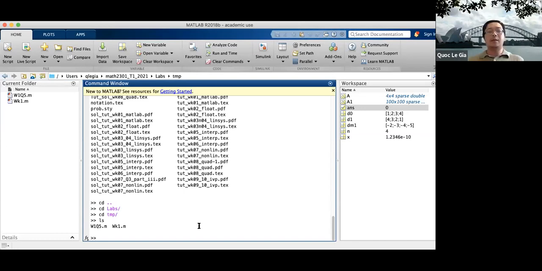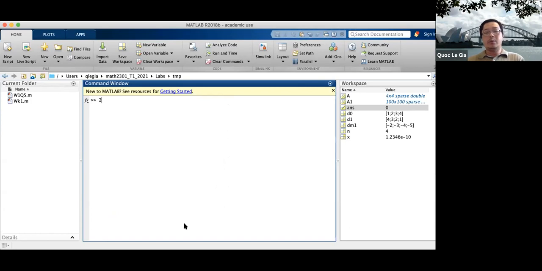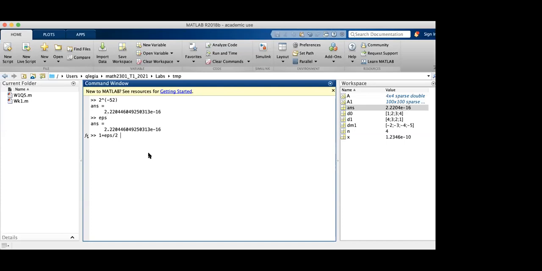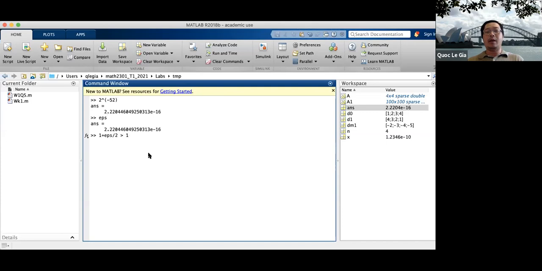Okay, so you see that this is my MATLAB, yeah? So now if I put in 2 to the minus 52, then I got this number. And I put EPS, then I got this number. So it's the same. It's about 2.2 times 10 to the minus 16. Okay. So now, epsilon is the gap between 1 and the next machine number. So you will see the consequence. So now if I put in 1 plus epsilon over 2, and I ask MATLAB whether it's bigger than 1 or not, what is the answer?